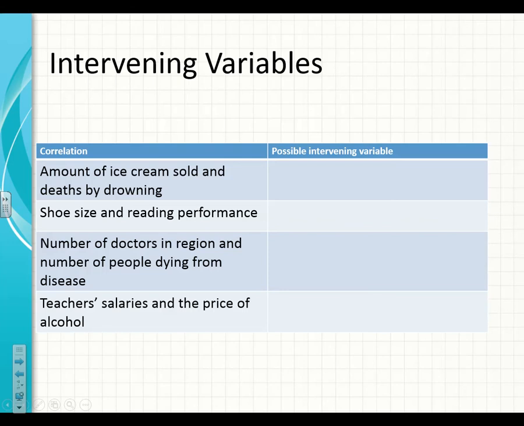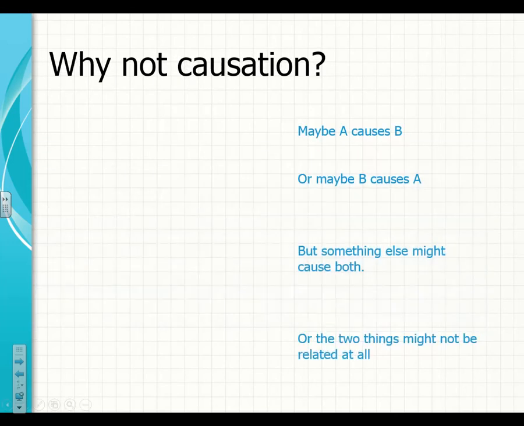And then teachers' salary and the price of alcohol. So do teachers getting paid more as we get pay rises, does that cause inflation of alcohol? Does it increase how much alcohol costs? No, there must be another reason. So what is the variable that increases teachers' salary, and also the same thing that increases the price of alcohol? What thing is happening at the same time?